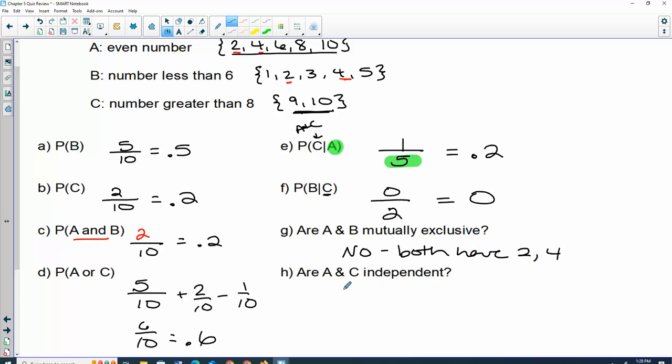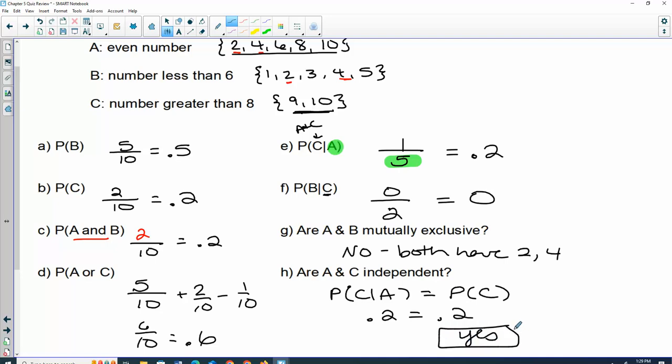Are A and C independent? The definition of independent says the probability of one has to be the same as the probability given the other one. I've done the probability of C given A. If they're independent, that has to be the same as the regular probability of C. What was C given A? What's the probability of C? So, are they independent? Yes, because those probabilities match. Did you say mutually exclusive means that they have no overlap? No numbers in common.